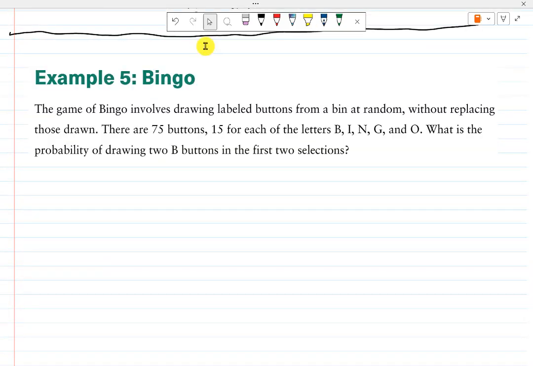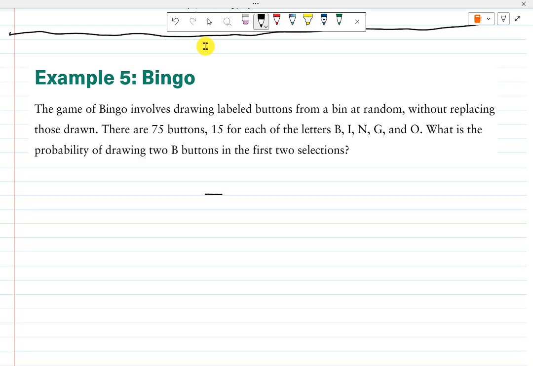In this example, we're referencing the game of bingo, and you're drawing labeled buttons from a bin at random without replacing those drawn. So you pull one out and you have one less button in the bin after you've used it. Okay, so you're not putting them back. That's the important thing. There are 75 buttons, so we've got 15 for each of the letters B, I, N, G, and O. So what is the probability of drawing 2 B buttons on the first 2 selections?